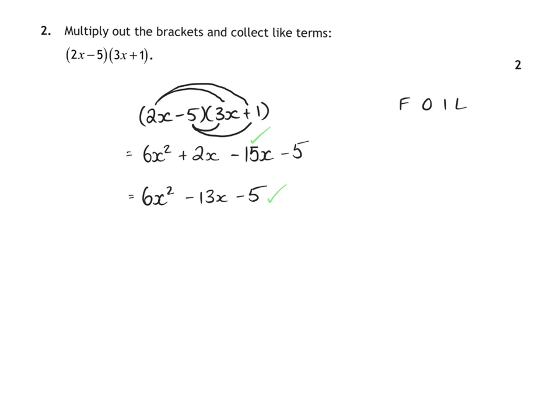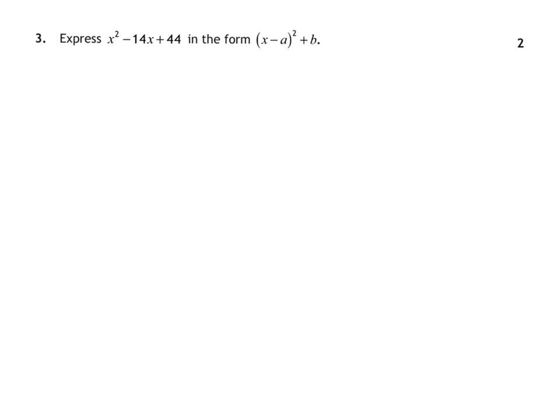Right, on to question 3. Okay, so question 3, we've got x squared minus 14x plus 44, and we need to express it in the form (x minus a) all squared plus b. So we've got x squared minus 14x plus 44.